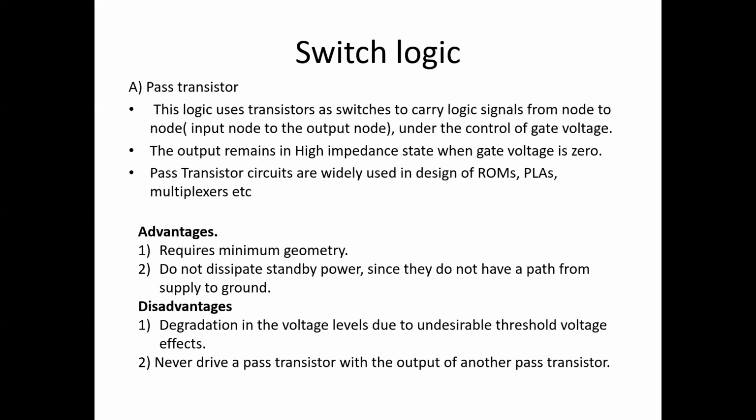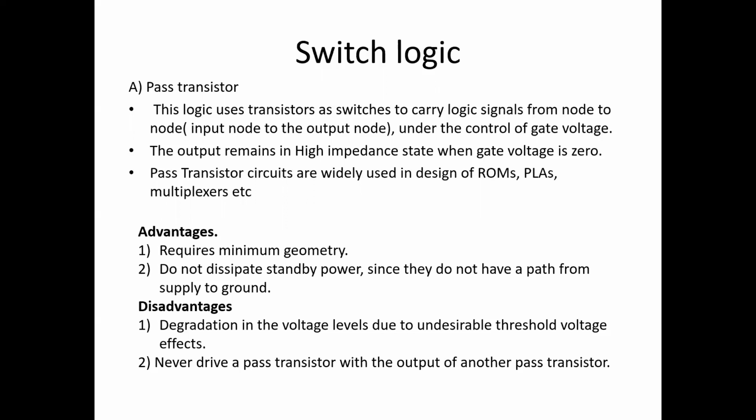Coming to the switch logic. Now, based on this NMOS or PMOS, we have pass transistors. In switch logic, we have pass transistors and transmission gates. What is a pass transistor? A pass transistor is basically made of an N or PMOS transistor, which connects two nodes. The signal is passed from one node to another, usually an input node to an output node, under a control signal which is given to the gate voltage. That is, when a gate voltage is given, the switch is either on or off. Depending upon what voltage is there on the input node, that will be passed to the output node.